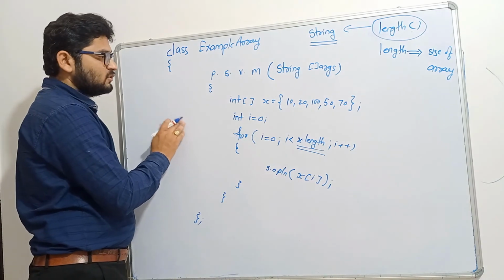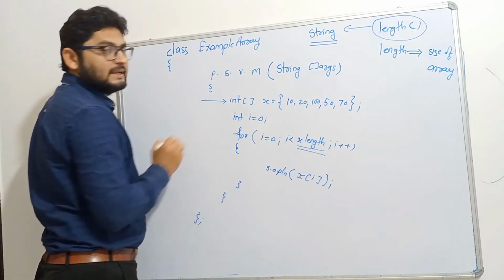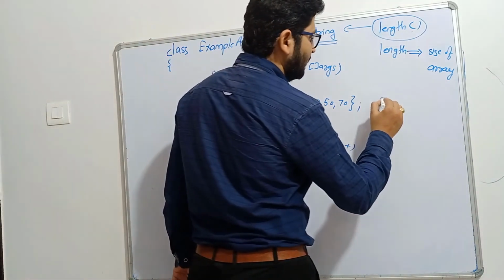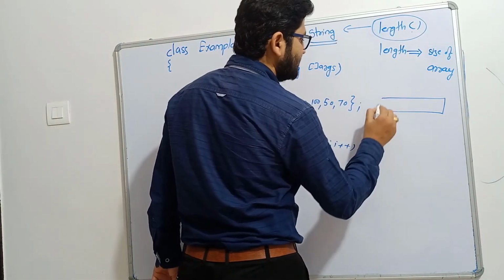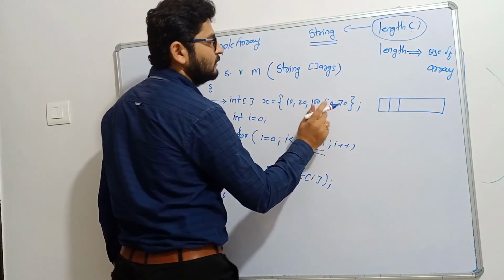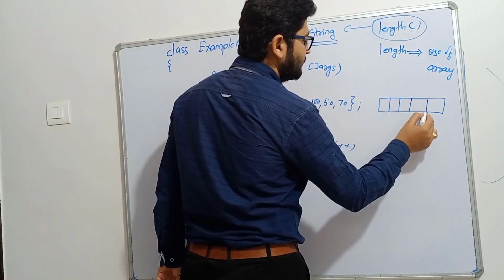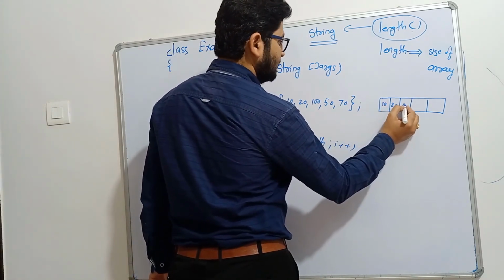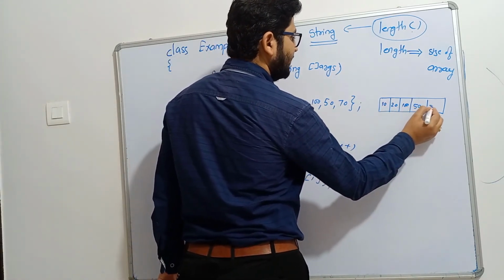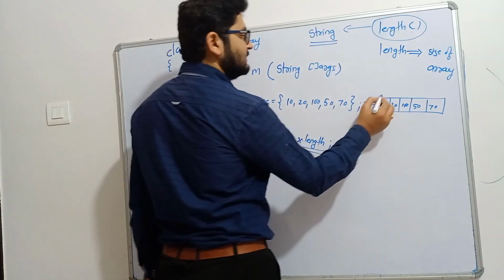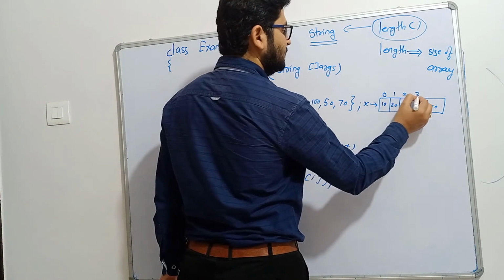When we execute this code, this will be the first line to get executed. In this line we are creating one array, a one-dimensional array of integers with how many elements? 1, 2, 3, 4, 5. So that's 5 elements. Here it is 10, here it is 20, here it is 100, and then 50, and finally 70. That is nothing but x. Then the indexes are 0, 1, 2, 3, 4.